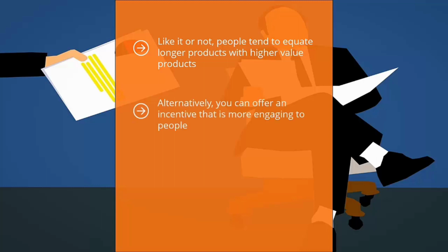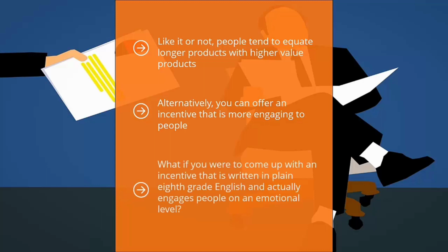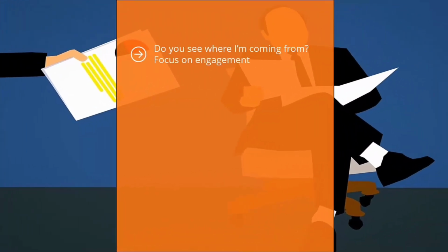Alternatively, you can offer an incentive that is more engaging to people. For example, the industry standard in your niche might involve really complicated or jargon-filled materials for all sorts of products. When you read through this, it seems like you have to be some sort of brain surgeon or rocket scientist to make heads or tails of these materials. What if you were to come up with an incentive that is written in plain 8th grade English and actually engages people on an emotional level? Your incentive will blow everybody else away because your stuff is more accessible and easier to process. What use is a seemingly complete incentive when it's written in ancient Greek? Do you see where I'm coming from?